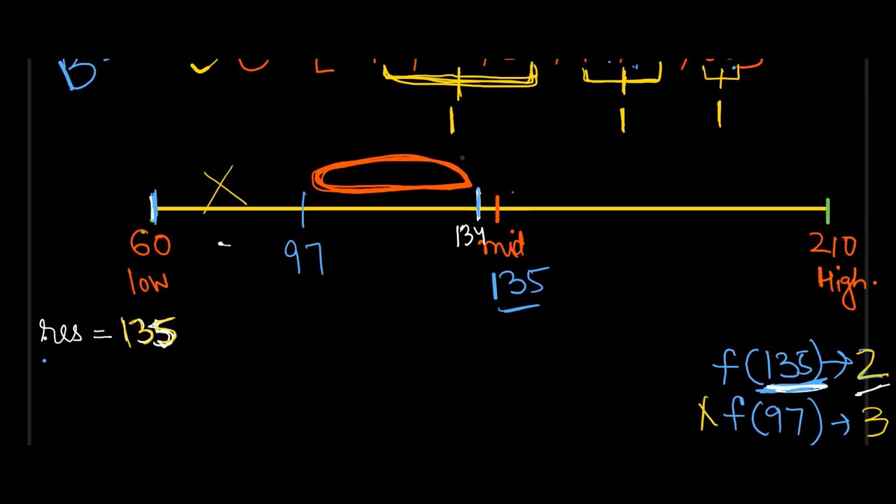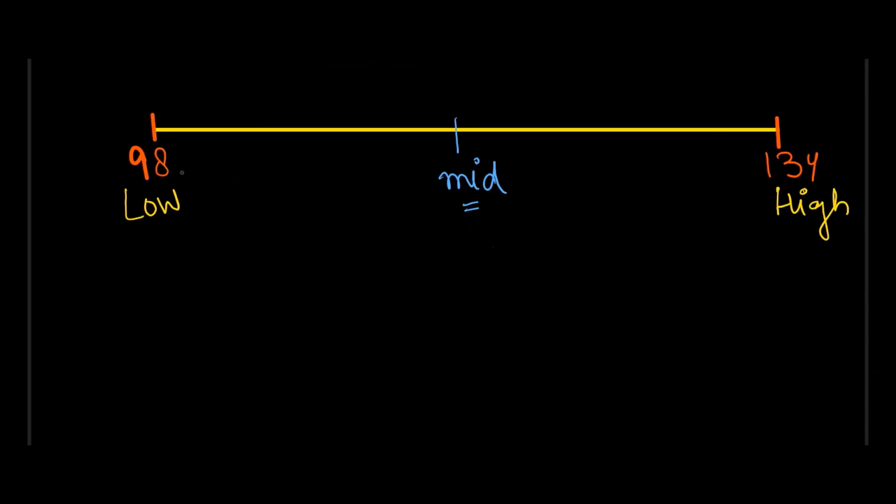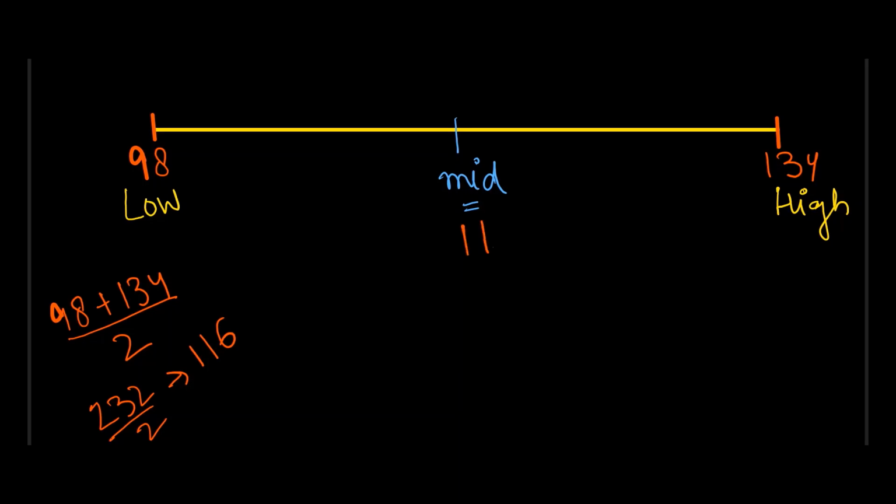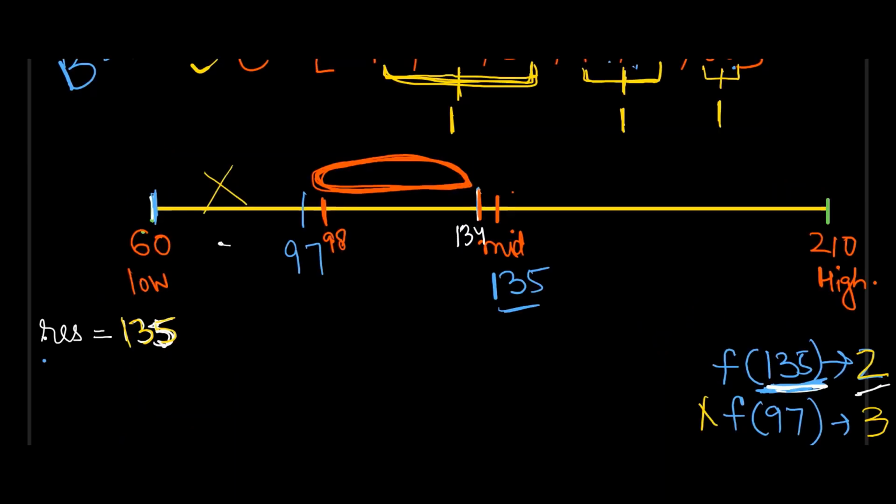So I'll take low as 98 and high as 134. If I take 98 as low and 134 as high, the mid value will be 98 plus 134 divided by 2, which is 232 divided by 2. 2 ones are 2, 2 ones are 2, and 2 sixes are 12. So 116. Now we will verify whether 116 can accommodate two painters or not.